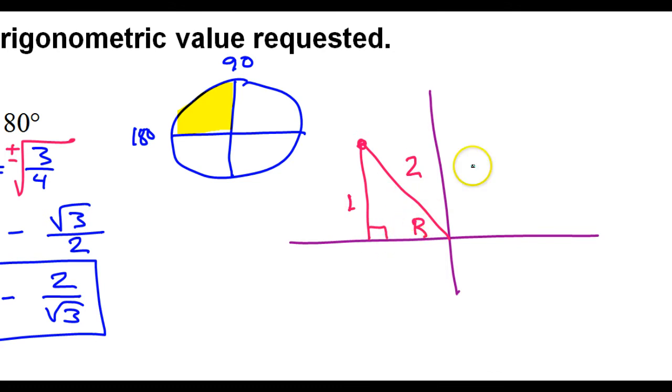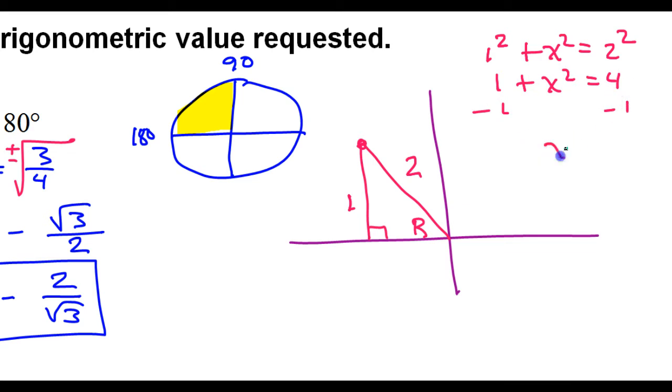A little Pythagorean theorem with 1 squared plus x squared is equal to 2 squared. So that would be 1 plus x squared is equal to 4. Subtracting the 1 would give us x squared equals 3. Take the square root of both sides. That gives us x equals radical 3. So I'd have radical 3, and it would definitely be the negative version because we're over on the left with the x value.